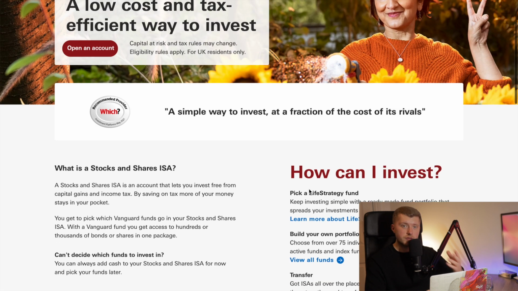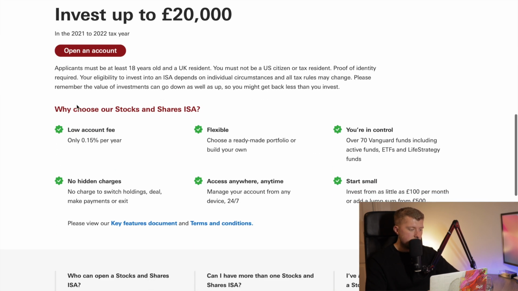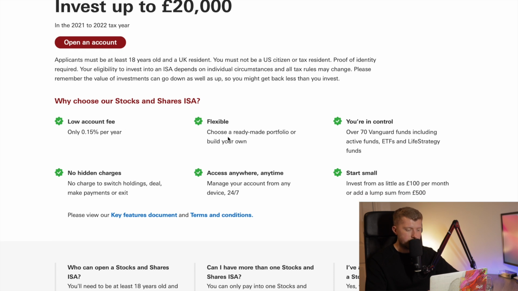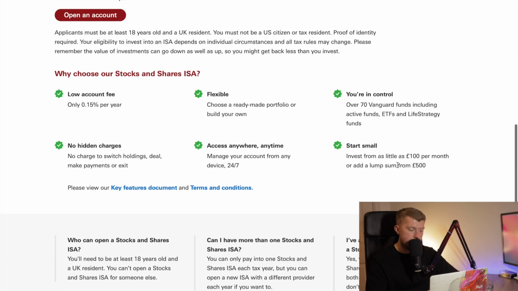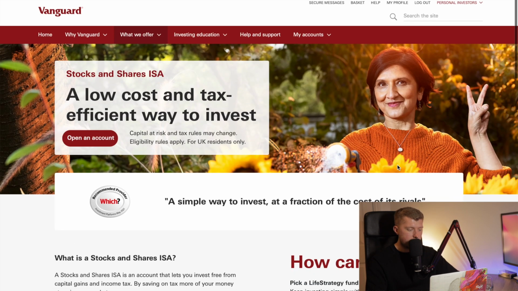So just finding out that fee now, guys, you can see it's actually 0.15% is the annual account fee, which allows you access to all of the 70 different funds, and you can invest from as little as £100 per month or lump sum instead. So that is the Vanguard platform.